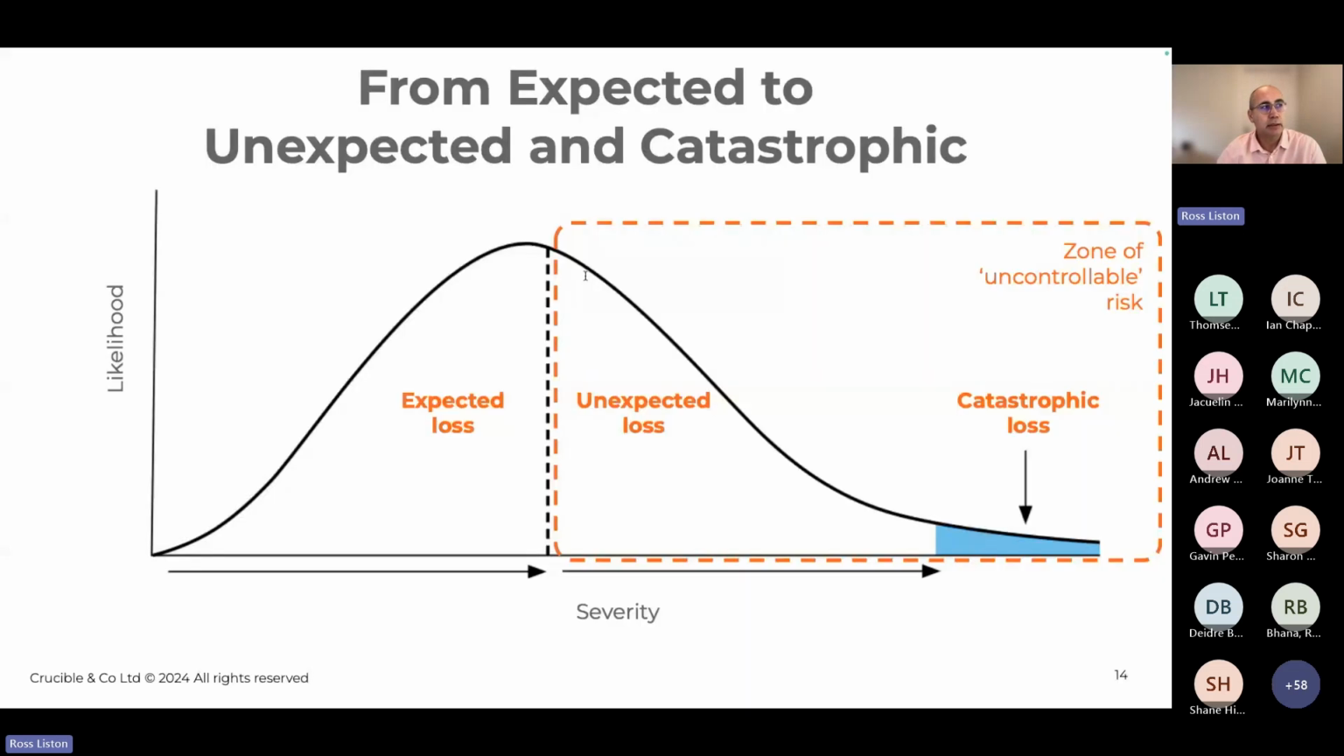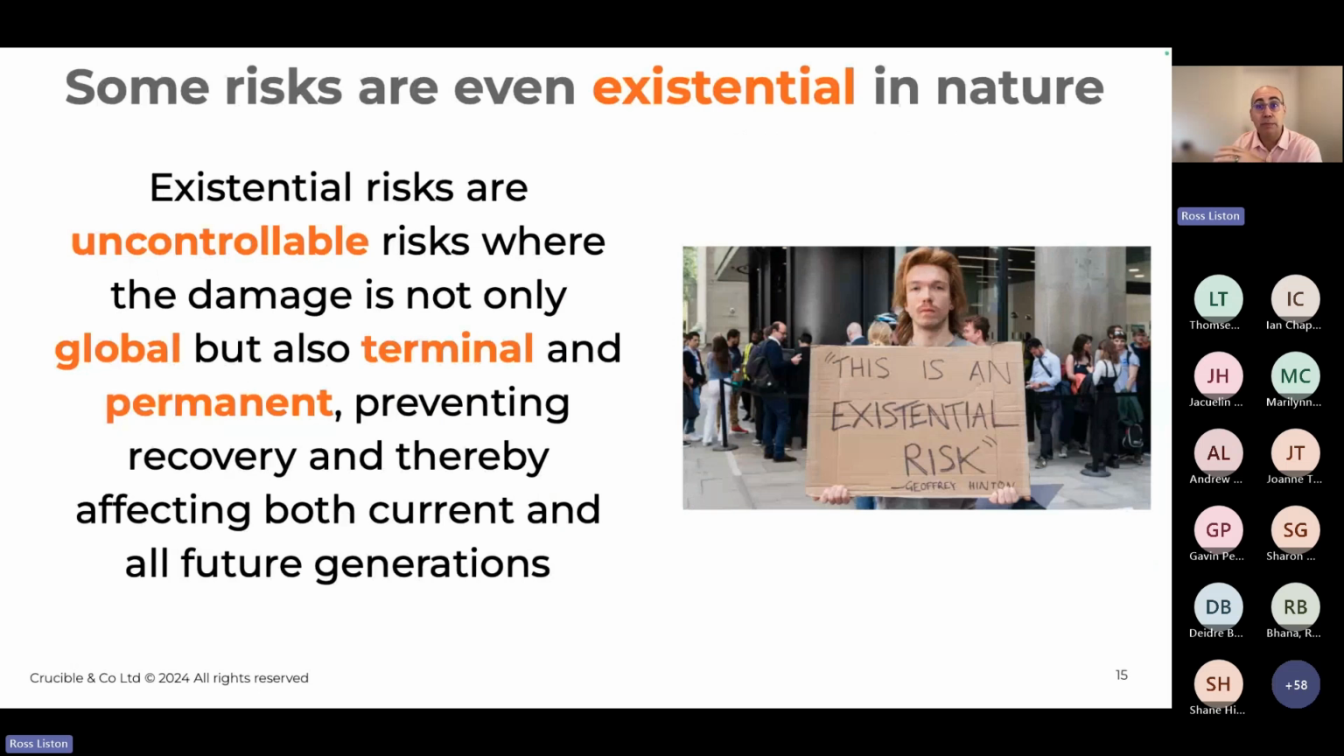If we look at what we're speaking about, if we take a traditional distribution of risks based on severity or likelihood, the left-hand side is where we have that expected loss. And then from the middle out to the right, we have the unexpected loss right down to catastrophic losses where it's really very high levels of severity. And that's the realm of what I would consider to be uncontrollable risks.